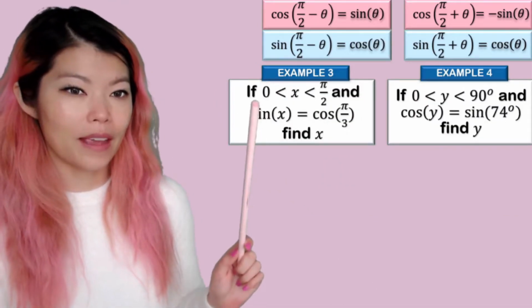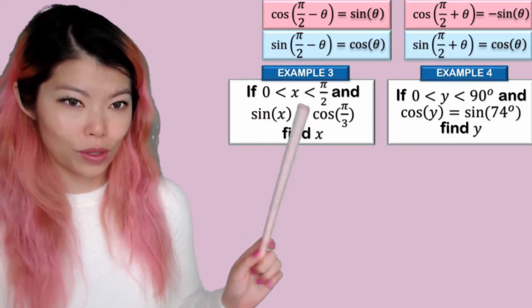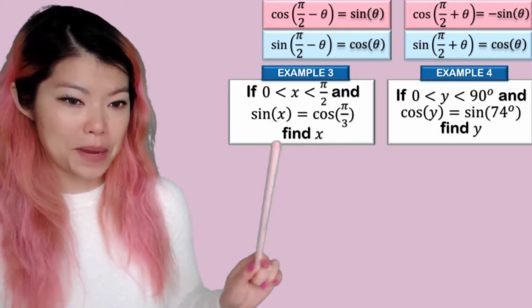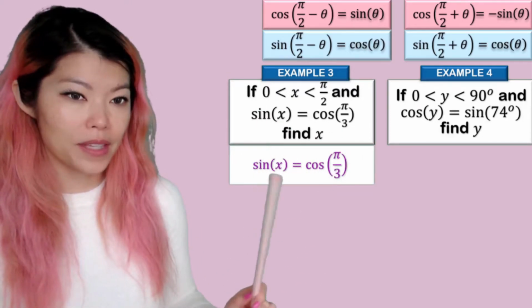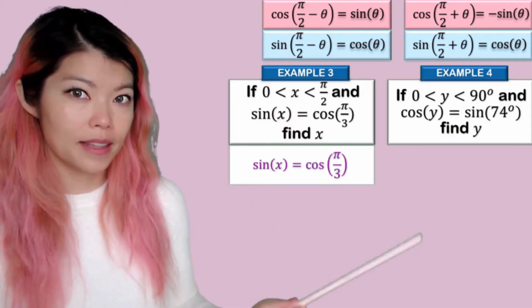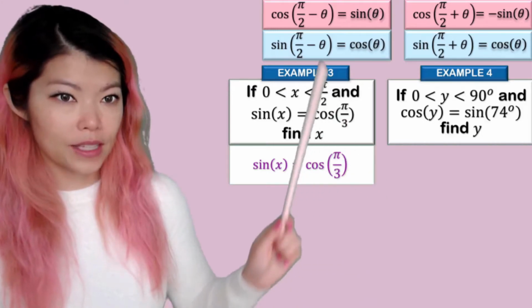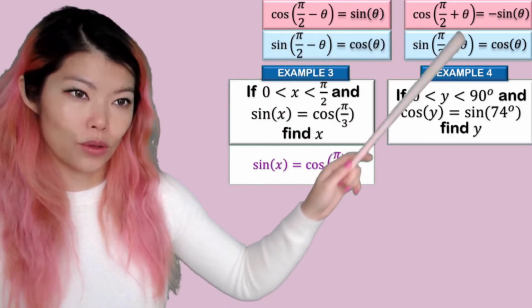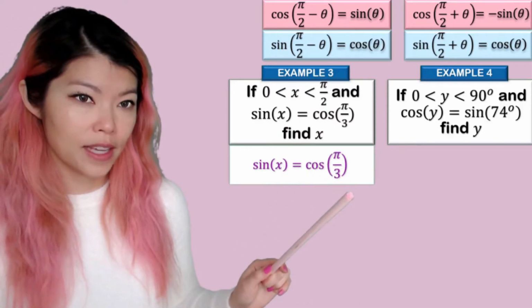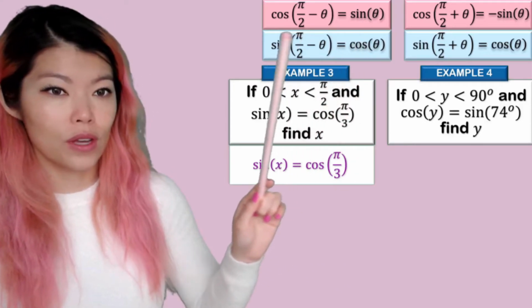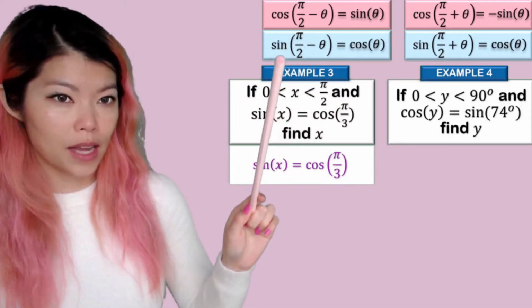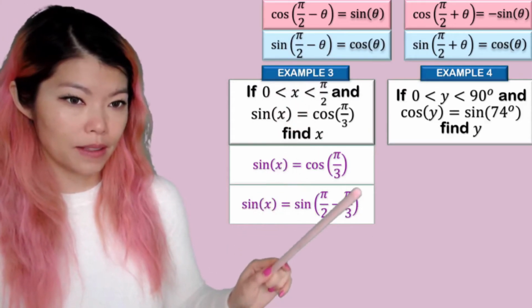Example 3, if x is between 0 and pi/2 and sine x equals cos(pi/3), find x. Now let's write this statement out first. So we have sine x equals cos(pi/3). Now x is between 0 and pi/2. What does that mean? That's in the first quadrant. So these 2 are in the first quadrant, these 2 are in the second quadrant. So if we're in the first quadrant, what is cos of theta equal to? Cos of theta is equal to sine(pi/2 minus theta). So cos(pi/3) is equal to sine(pi/2 minus pi/3), like so.